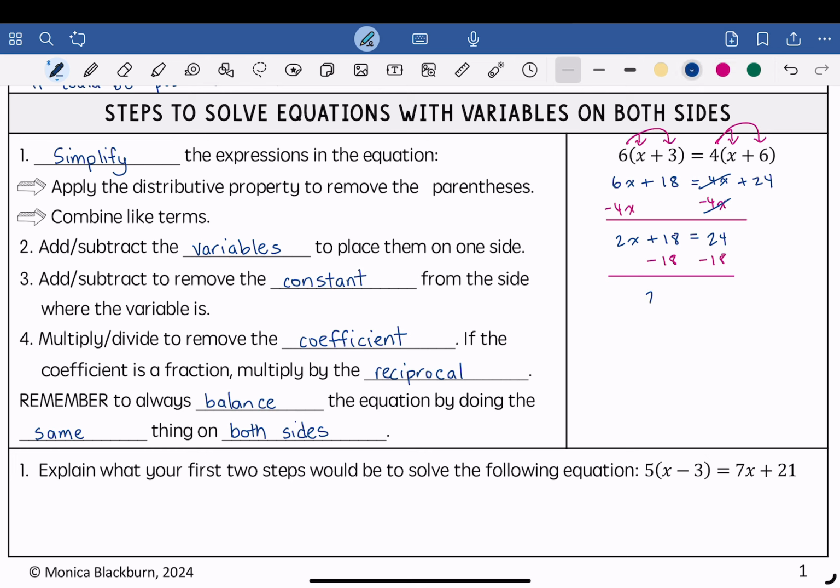So 2x is equal to 24 minus 18, which is 6. I'm going to divide the term with the variable by 2, and the same on the right side. Therefore, x is equal to 6 divided by 2, which is 3.